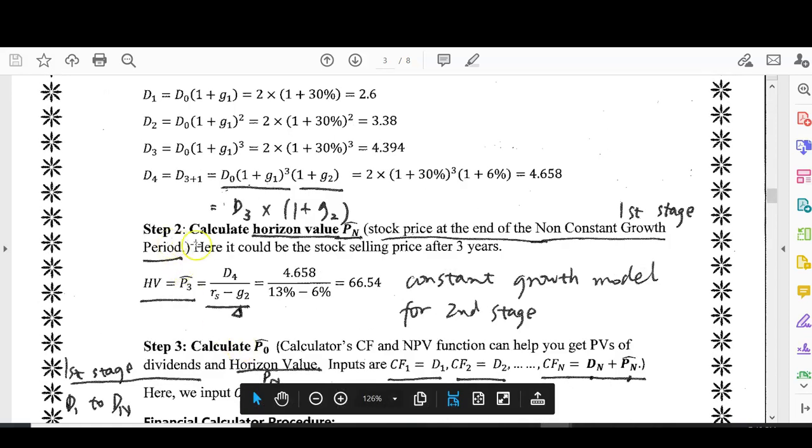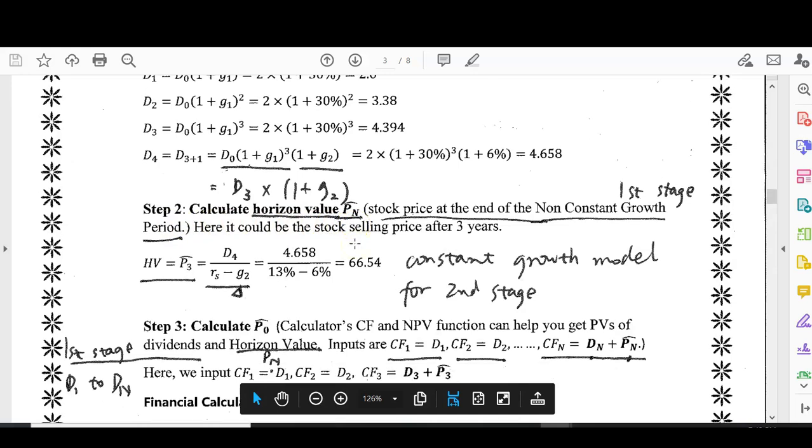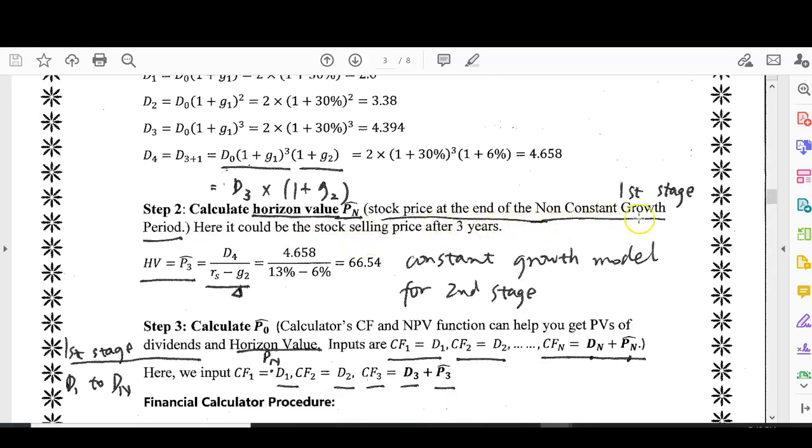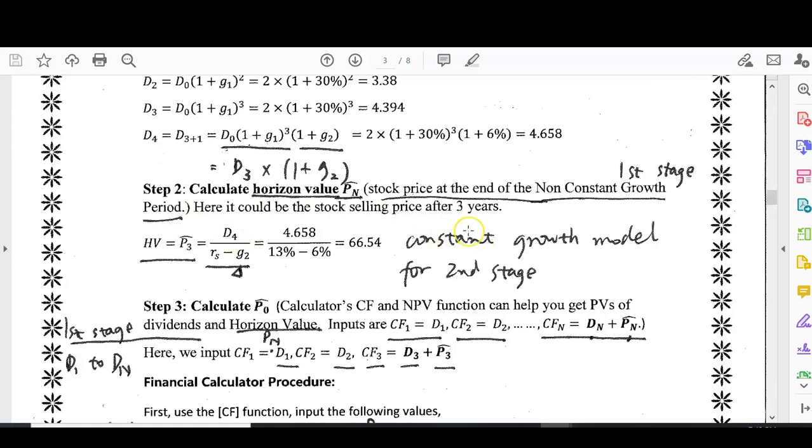Okay, step 2, calculate horizon value Pn, the stock price at the end of the non-constant growth period, or the dividing date between the first and second stage. Okay, so it could be the stock selling price after 3 years, or the stock value after 3 years. So the horizon value here equals P3, and it is D4 over Rs minus G2. Okay, we use the constant growth model for the second stage.